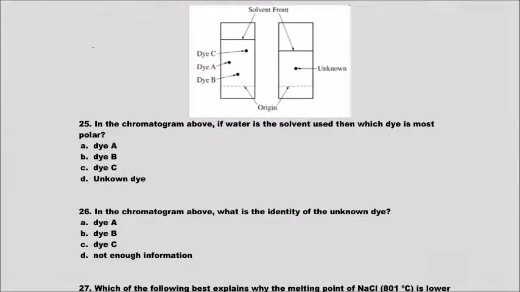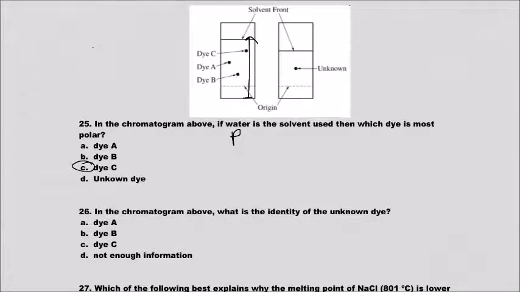Okay, so now we have a chromatogram. If water is a solvent, okay, so remember we know water is polar, then which dye is most polar? Remember, the solvent is moving from the paper all the way to the front, or where it ended, okay? So which dye moved the greatest distance with water? And we see that for 25, that would be definitely C. C moved the greatest distance, therefore it was most attracted to polar water.